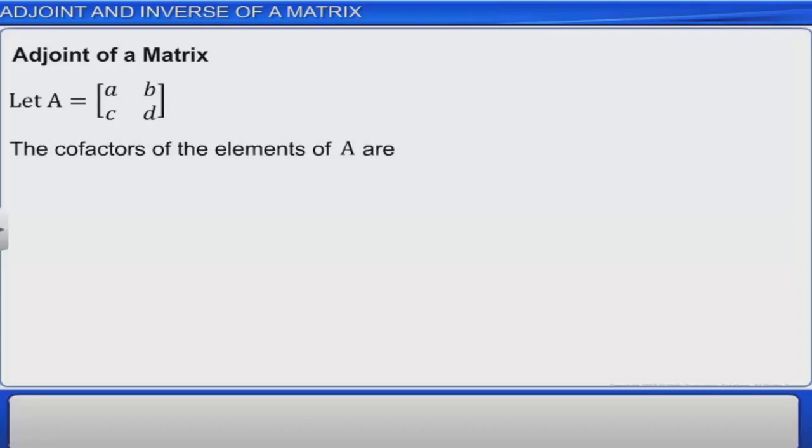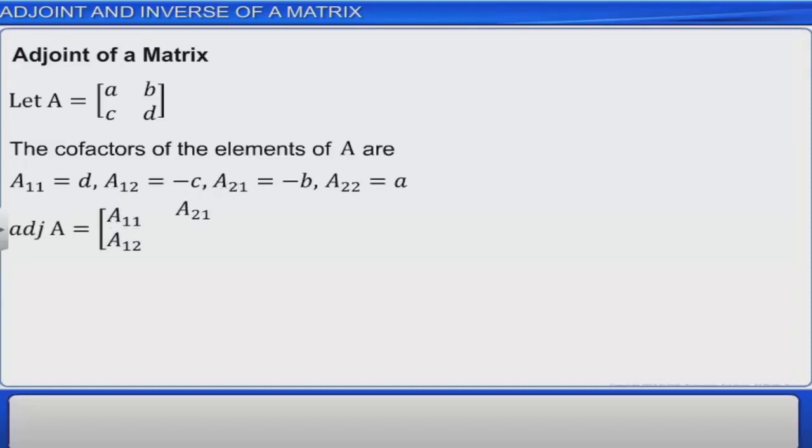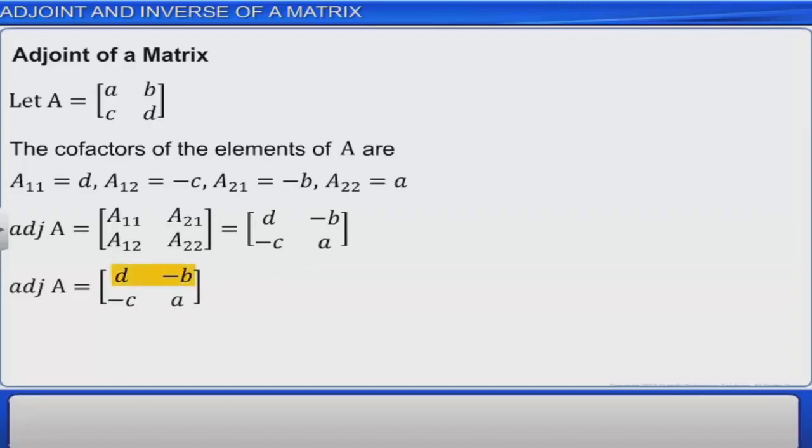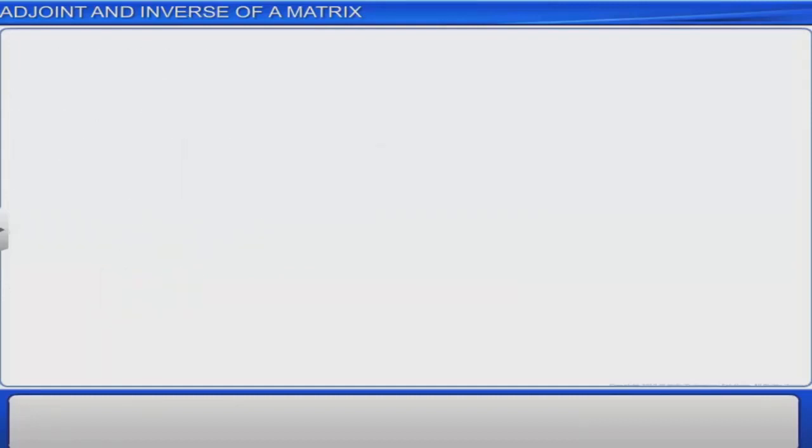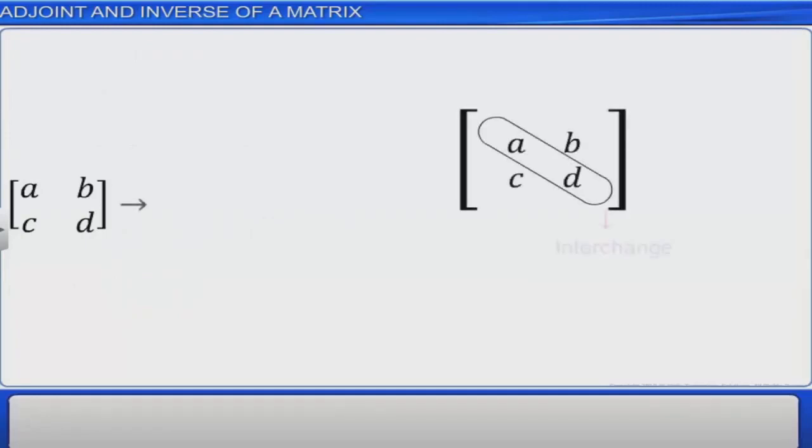Now, as per the definition, the transpose of the matrix obtained by replacing the elements of a square matrix by the corresponding cofactors is the adjoint of that matrix. So, the adjoint matrix has D and minus B in the first row and minus C and A in the second row. The adjoint of a 2x2 square matrix can be obtained by interchanging A and D and by changing the signs of B and C.